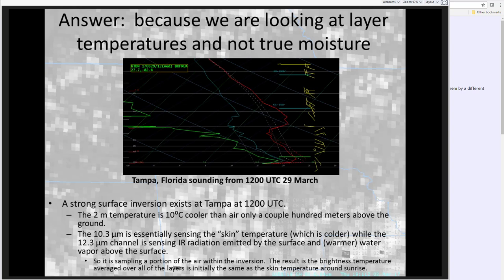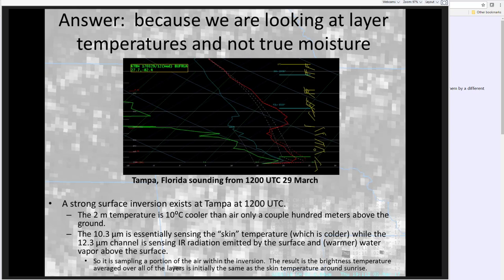So again, if you go back to what we're looking at from the sensor, at 10.3 we're looking at almost all radiation that's emitted right from the surface of the Earth. So essentially, we're looking at the skin temperature of the Earth in the morning before sunrise. So it's going to be as cold, or as we saw, colder than the 2-meter temperature.